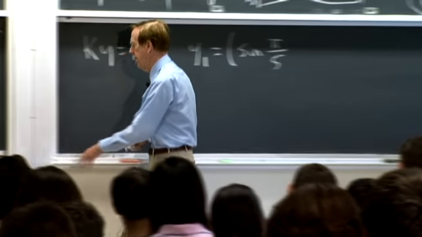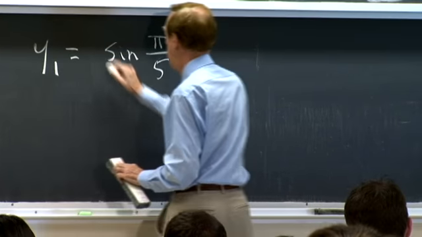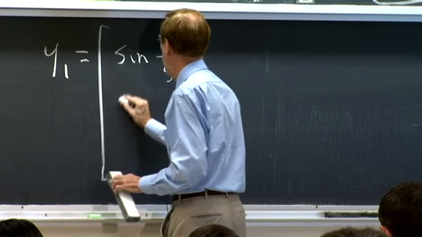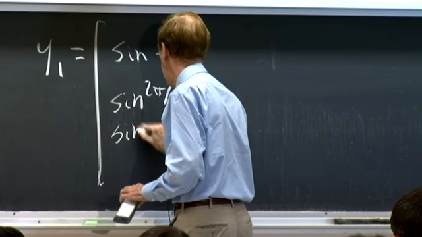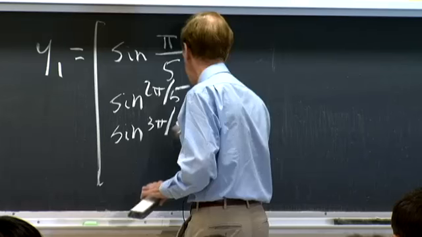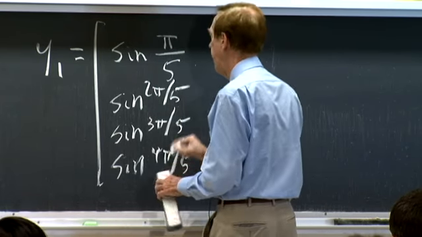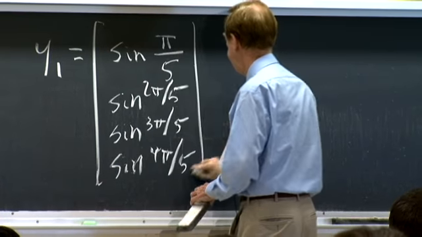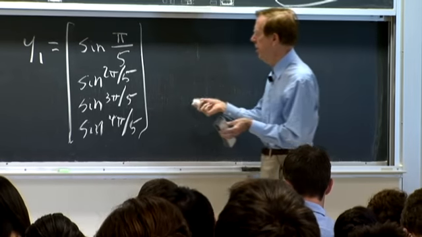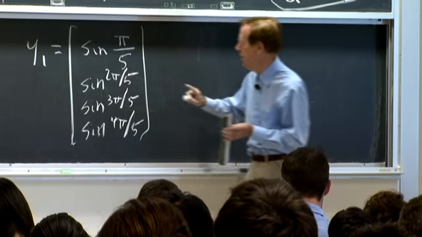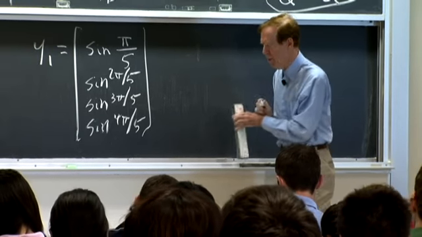Maybe I should make these y's into column vectors since we're thinking of them as columns. So here's y1: sine pi over 5, sine 2 pi over 5, sine 3 pi over 5, sine 4 pi over 5. That's the first eigenvector. And it works. And you could tell me, you could guess now the general one. Oh, well, when I say it works, I haven't checked that it works.